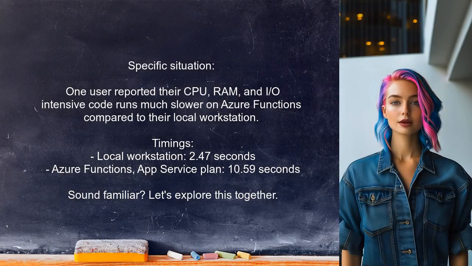Let's break down the specific situation. One user reported that their CPU, RAM, and I/O-intensive code runs much slower on Azure Functions compared to their local workstation. They shared some timings that really highlight the issue. For example, their local workstation takes just 2.47 seconds, while Azure Functions on the app service plan takes over 10 seconds. Sound familiar? Let's explore this together.